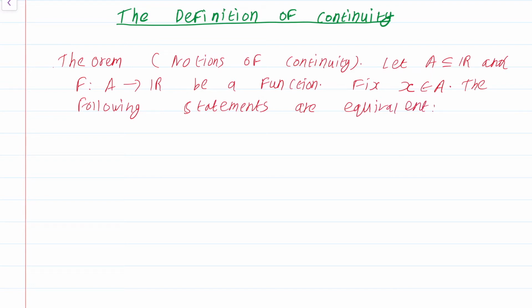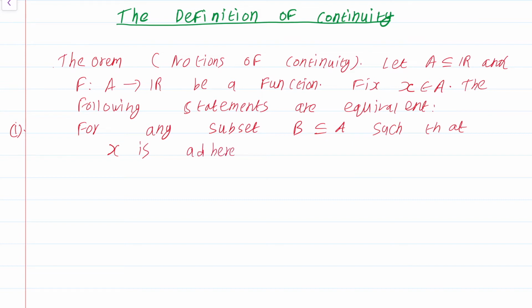The first statement: for any subset B of A such that x is adherent to B, we have f of x is adherent to f of B. If you recall, this is almost exactly the informal notion of continuity that was stated earlier, with one difference: the word in quotes "close" has been replaced by the word "adherent".